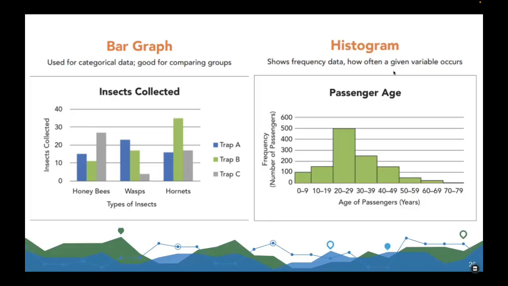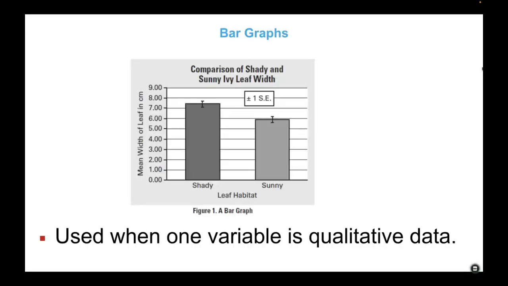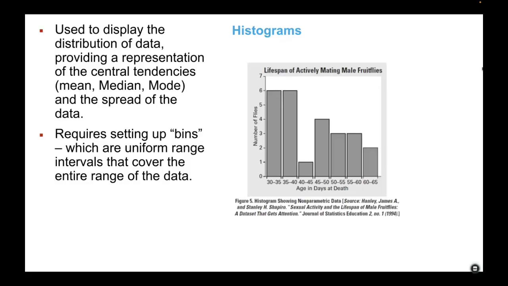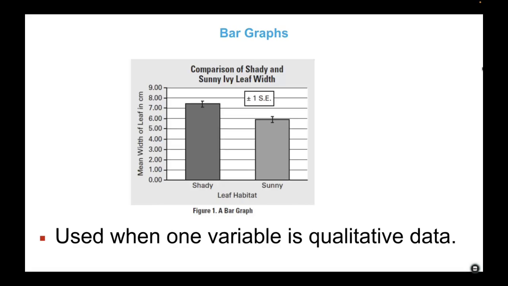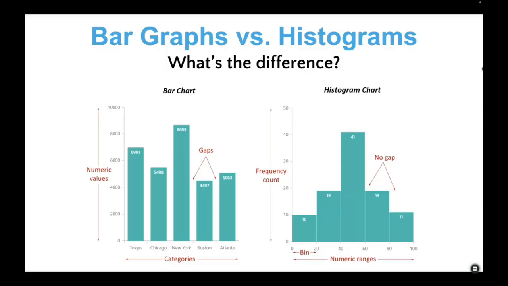All right, so then we have bar graphs and histograms. Bar graphs are for categorical data. So this is only used when one of your variables is qualitative, and a histogram is for frequency data, so how your data is distributed and displayed. Meaning you're going to basically show the mean, median, and mode. And here's more information on that. Go ahead and read it on your own time.